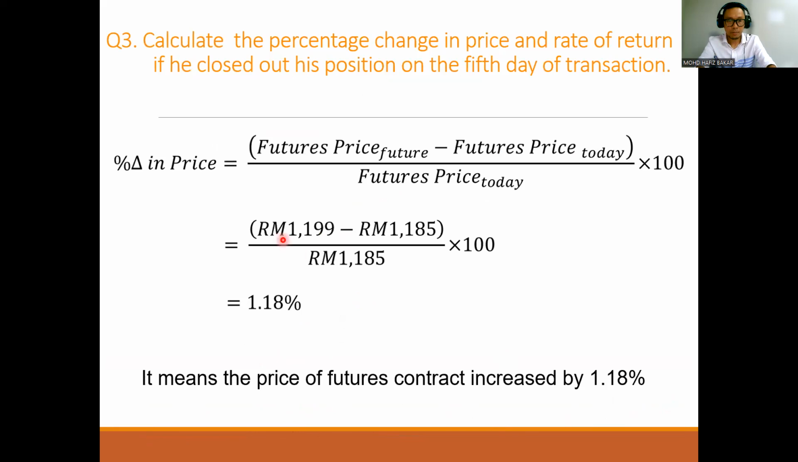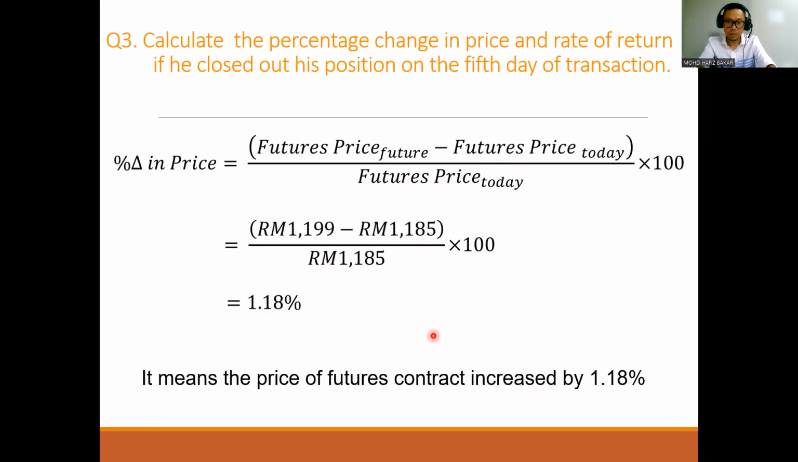Right, and then the percentage changes in price. Future price, which is in day 5, minus future price of today, divided by future price of today, times 100. So 1199 minus 1185 divided by 1185 times 100, 1.18%. So this is the percentage change. It means that the price of the future contract increased by 1.18%.